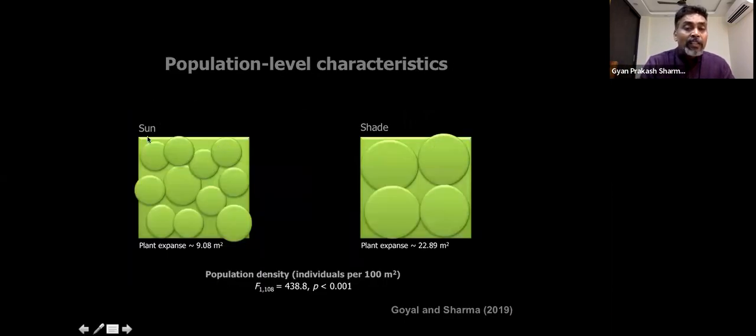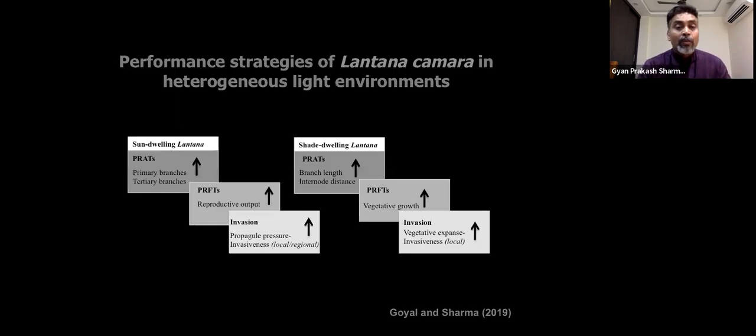And in terms of the population, there are many bushes of Lantana camara which are existing in a square unit, and there are fewer bushes existing in the square unit in a shaded area. So there was a difference in the density of the individuals at a population level. So how are these architectural changes bringing about changes at a broader ecosystem level? What is happening? The sun-dwelling individuals' primary and tertiary branches are increasing, plant reproductive functional traits are increasing. This is increasing invasion and propagule pressure at a local and also at a regional level for the sun individuals.